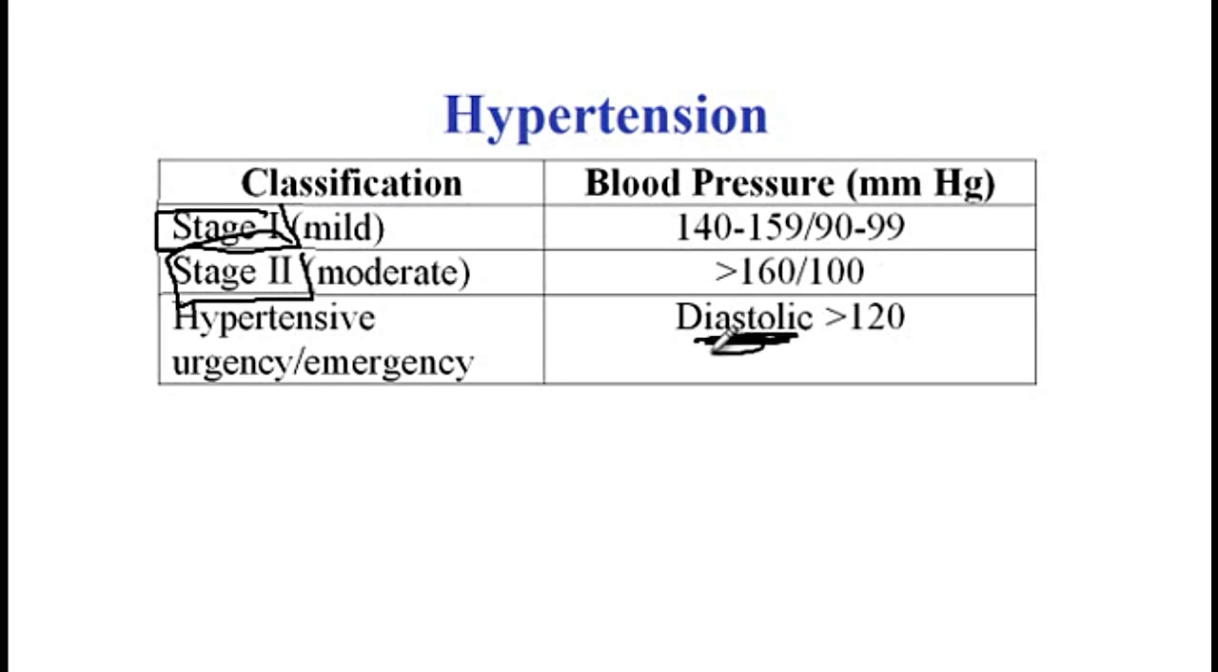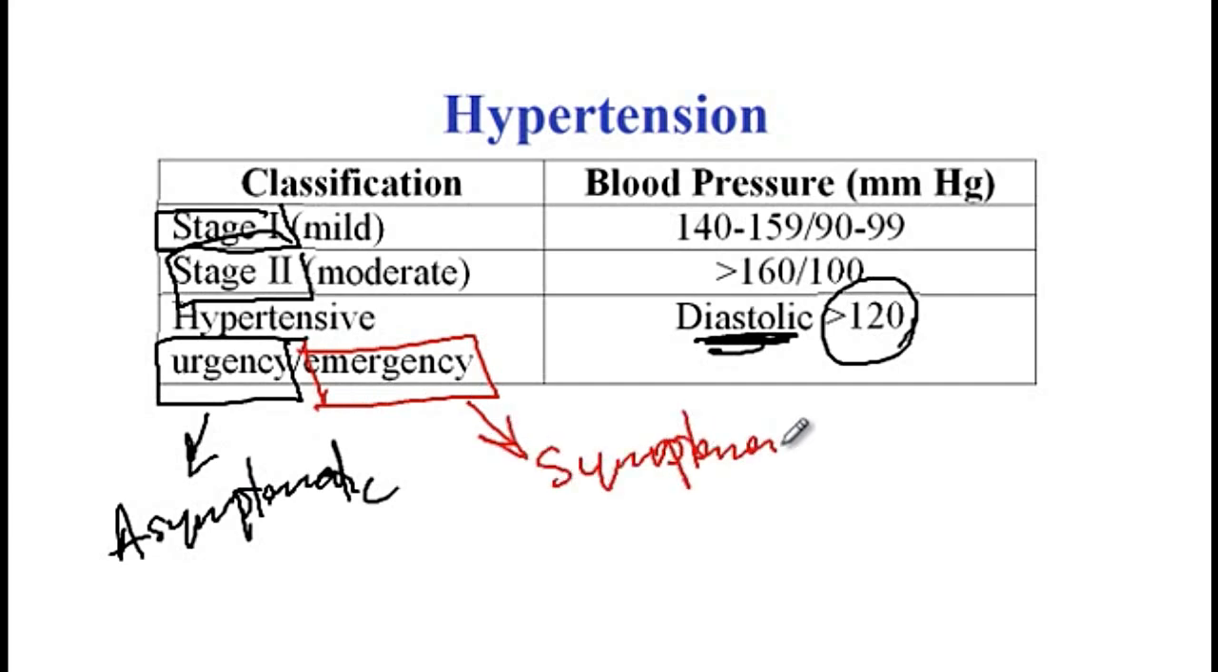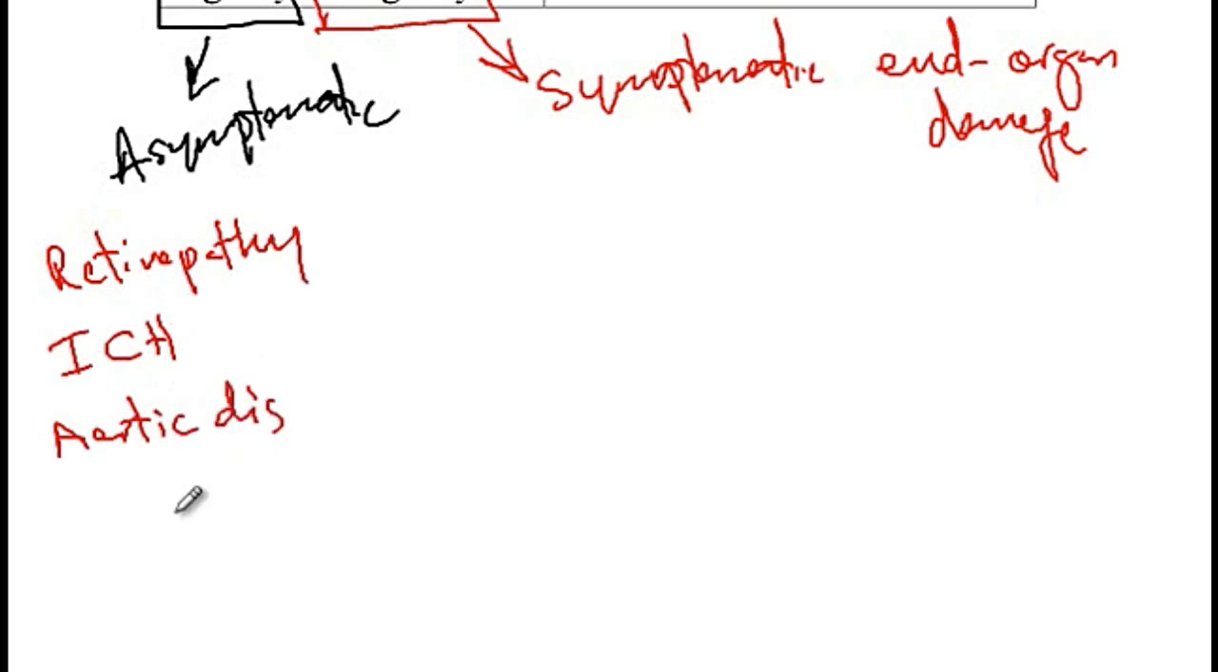And then finally, conditions that have diastolic blood pressure of more than 120 are considered as hypertensive urgency, where the patient is asymptomatic, or hypertensive emergency, where the patient would be symptomatic due to end organ damage. And then examples of end organ damage include retinopathy, intracranial hemorrhage, aortic dissection. It could include left ventricular failure or pulmonary congestion.